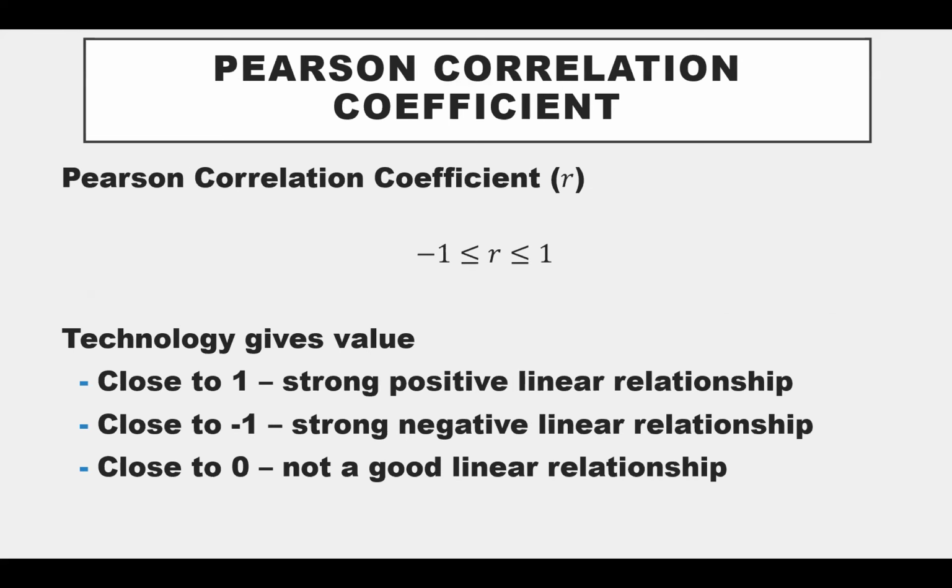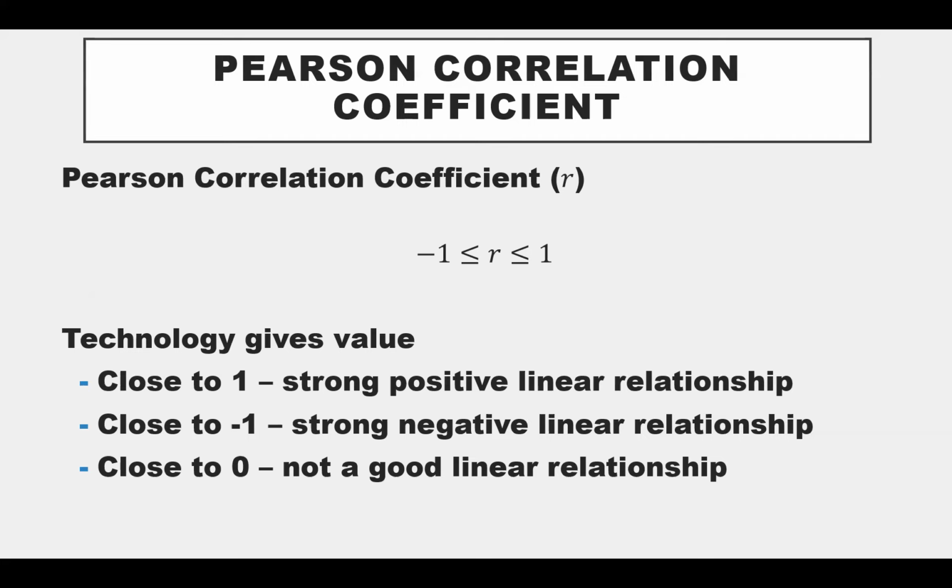Along with that line is going to come a correlation coefficient. And if we're trying to fit a linear pattern to our data, that correlation coefficient is called a Pearson correlation coefficient. It's always labeled as the letter R, and its values are between -1 and 1. Once again, technology will give us that Pearson correlation coefficient.